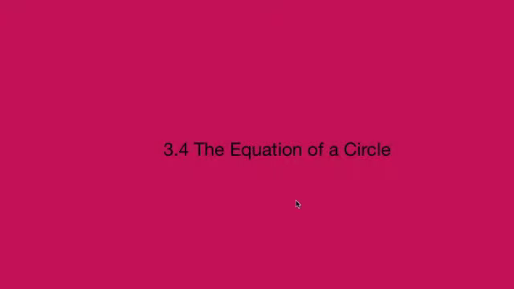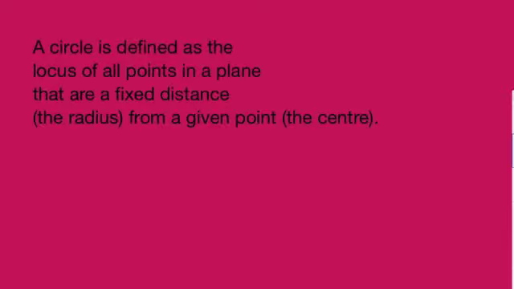So today we're going to be looking at the equation of a circle. So let us look at the fancy definition of what we mean to be a circle. A circle is defined as the locus of all points in a plane that are a fixed distance from the centre. So let's think about what that means.